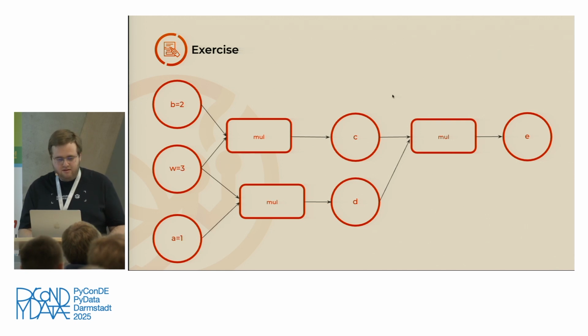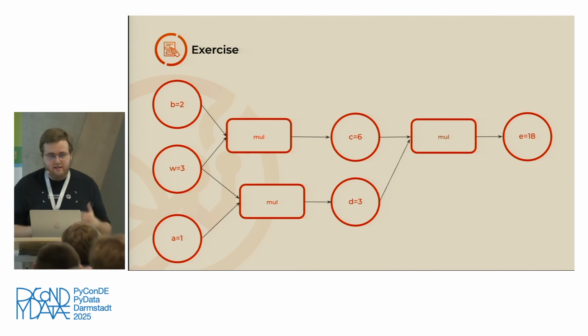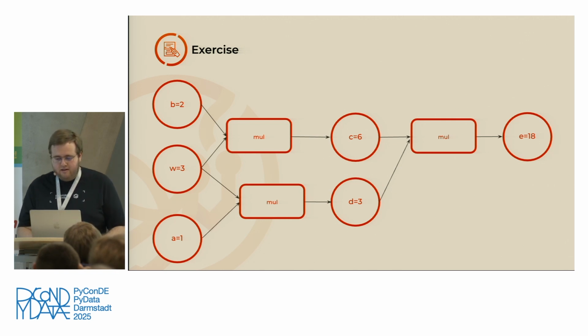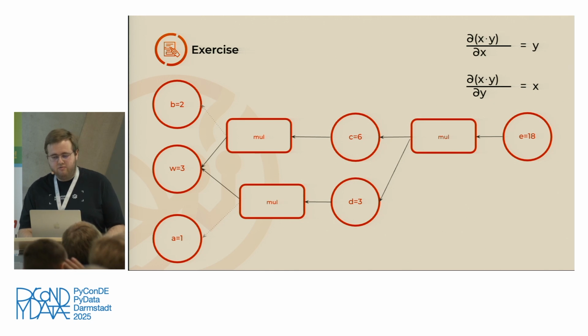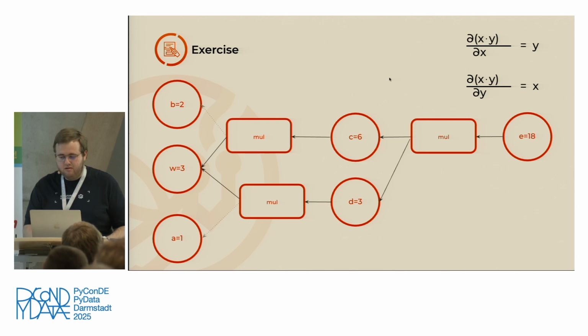So in order to make it a little bit easier, let's assign some concrete values: B is going to be equal to 2, W is equal to 3, and A is equal to 1. In this case, C will be 6, D will be 3, and E is going to be 18, which should be clear. Now we find the gradients, and since we only have the multiplication operations, this is the only derivation rule that we would need to use.